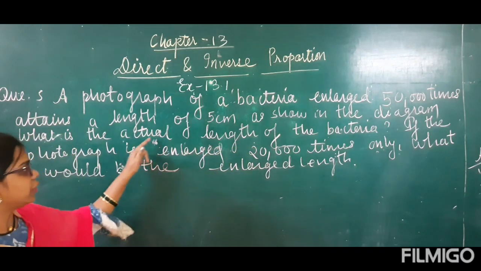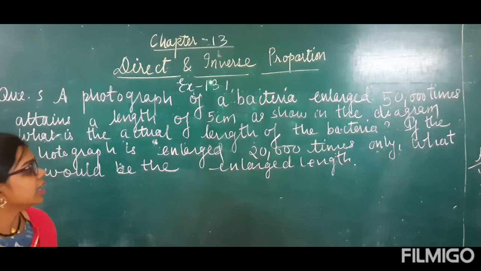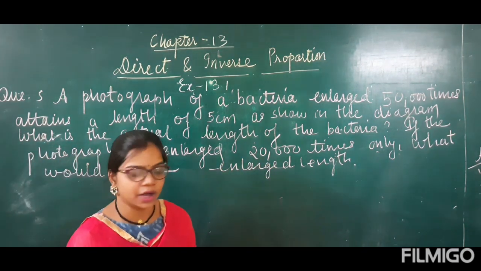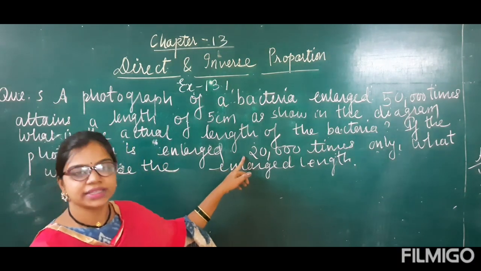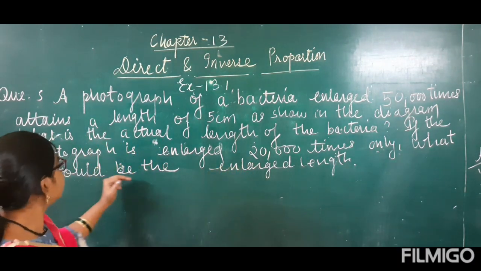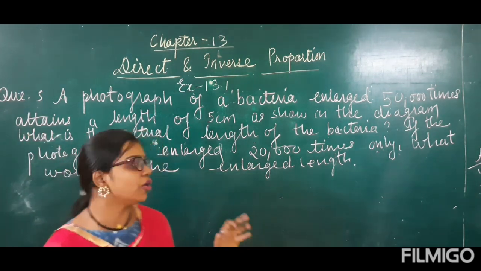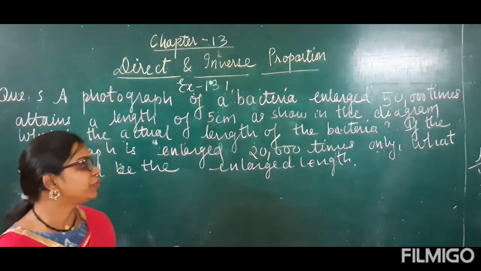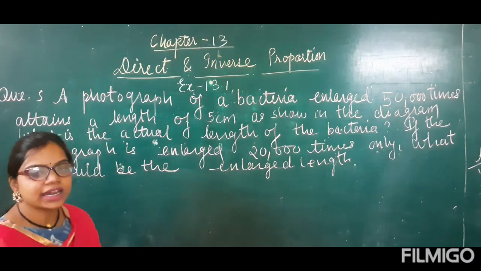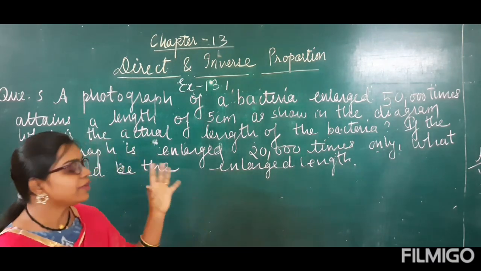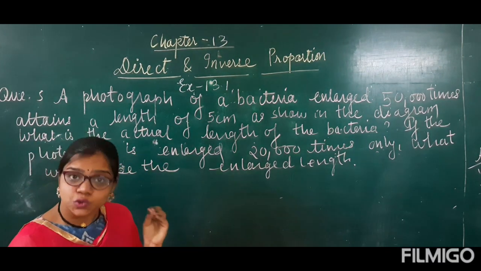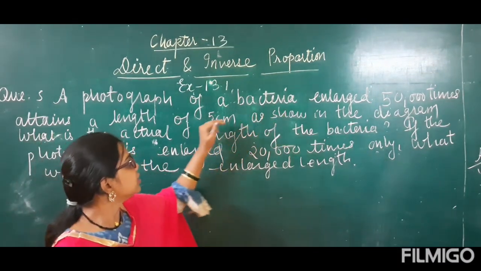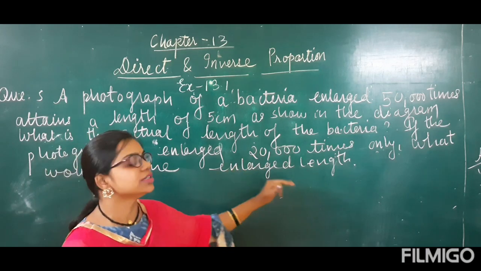So here first we have to find out the actual length of the bacteria. Now the second question here is, if the photograph is enlarged 20,000 times, what would be the enlarged length? Like if you have a photo of a bacteria and you zoom that, means you enlarge that. So on enlarging 50,000 times you are getting 5 centimeters. For 20,000 times how much will you get?